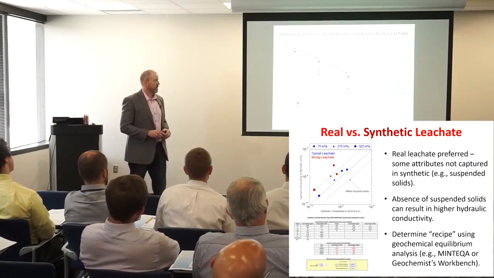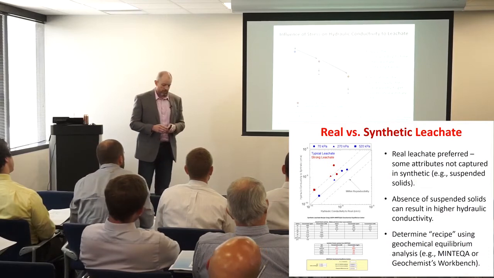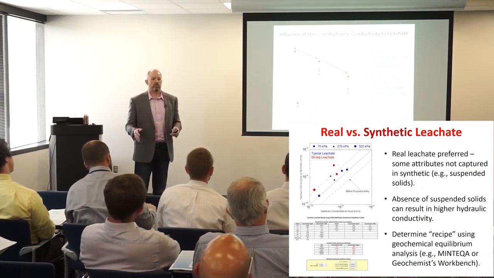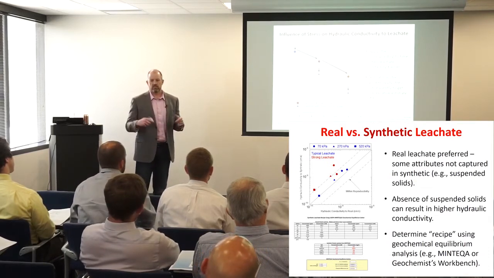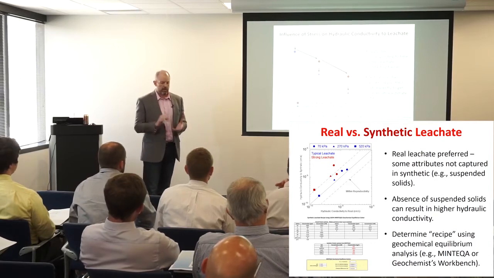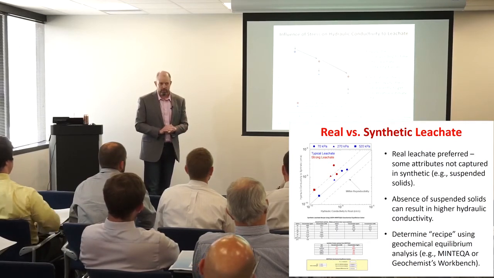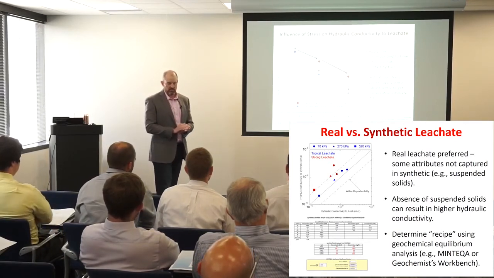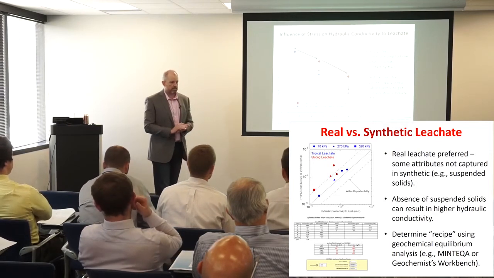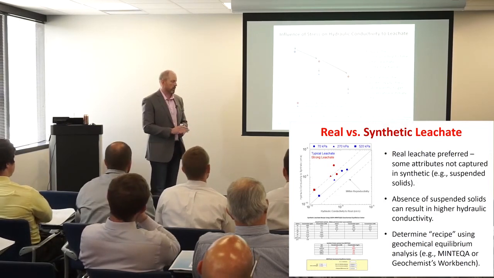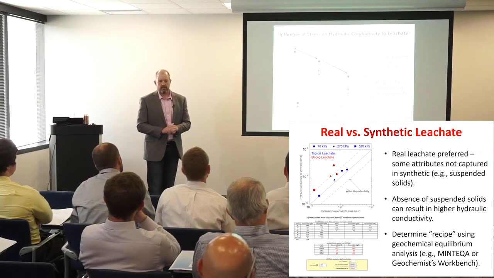Now, effective stress, confining pressure that we place on our sample. Just like in traditional soil mechanics, the more stress we apply, the smaller that void ratio gets, the less flow paths we have through our soil sample. That applies to GCLs, and it certainly applies as well to polymer-modified GCLs.